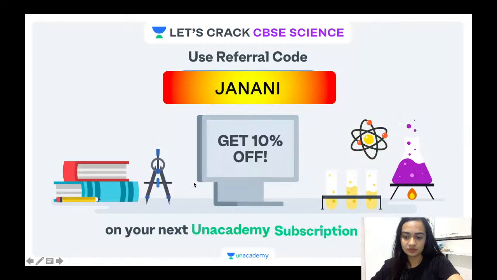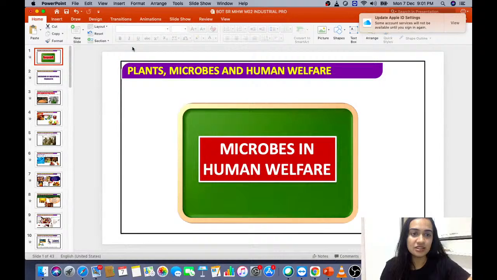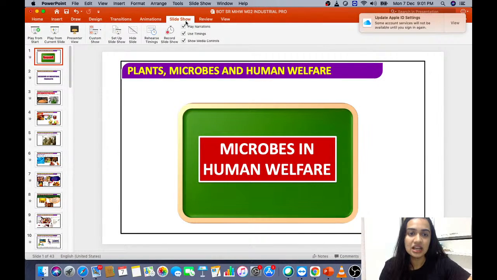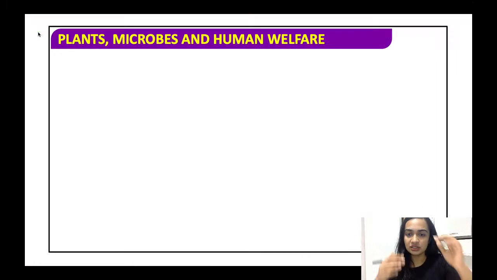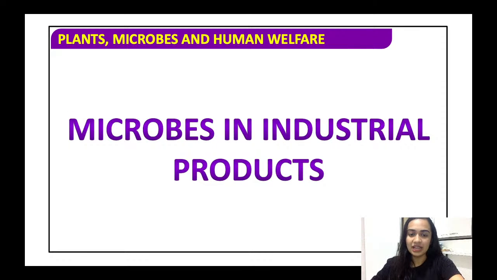Fine. So now let us move to the main point of today's lecture, that is how we can use microbes in our industry, how integral a part they are, how important it is, and how all the process is carried out, how the fermentation is carried out. All right, so we will be discussing that. Microbes are basically used to produce industrial products.